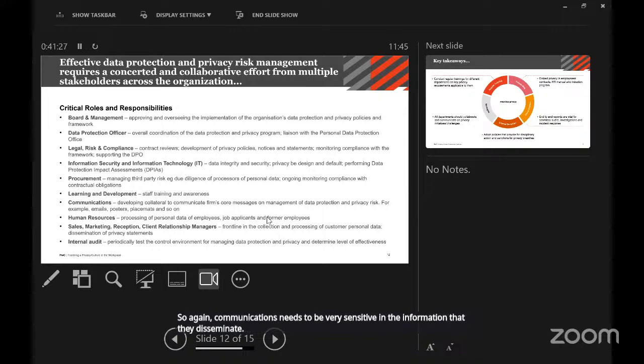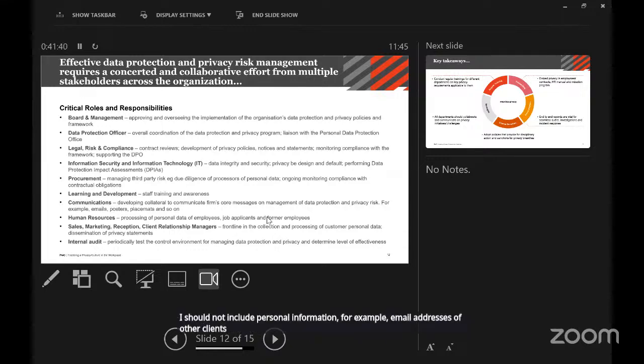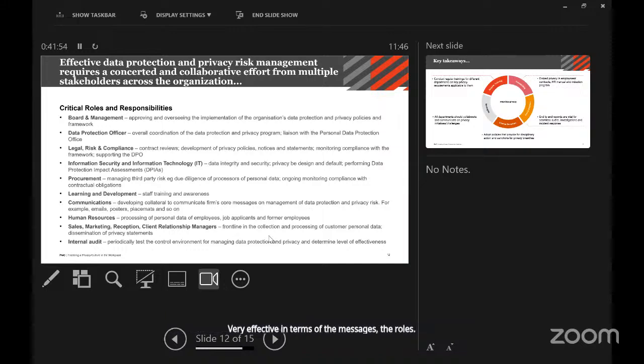For example, if I'm sending out an email to invite our clients for a training, I should not include personal information, for example, email addresses of other clients, in a way that whoever is in that email can access. We need to be controlling what goes out in our communications, but also making sure that the communication around data privacy is very effective in terms of the messages, the roles, as well as the encouragement for a culture of privacy.